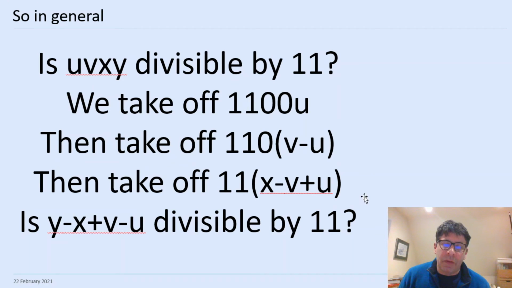UVXY is divisible by 11. We start with that question. We take off 1100u. We then take off 110(v minus u). We then take off 11(x minus v plus u), which leaves us with the question as to whether y minus x plus v minus u is divisible by 11.